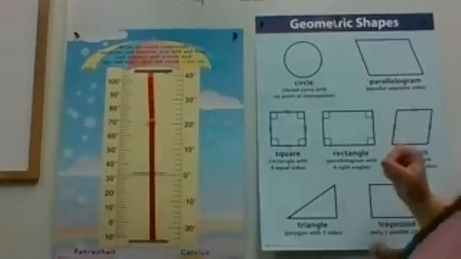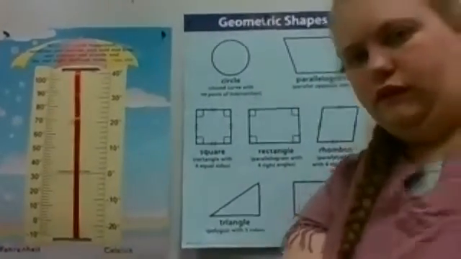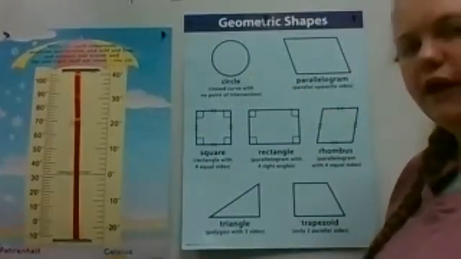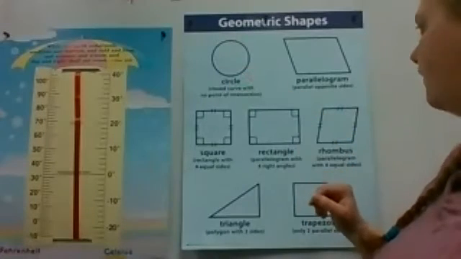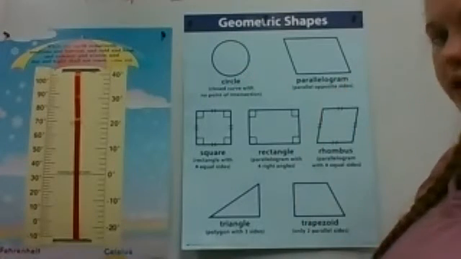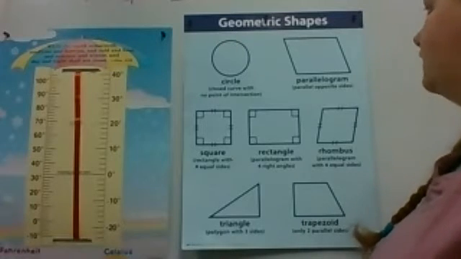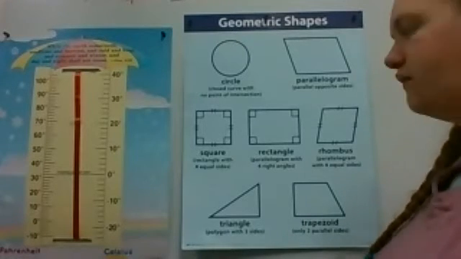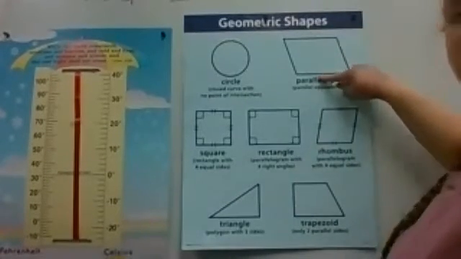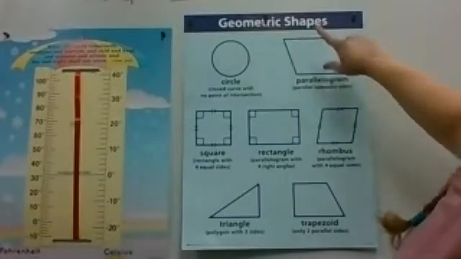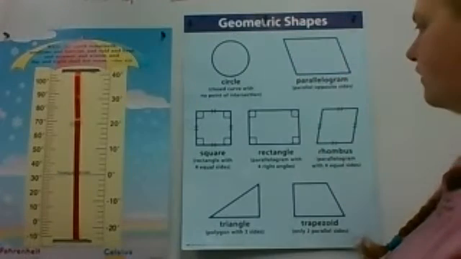Over here are the geometric shapes. Remember, the circle is a closed curve with no point of intersection, okay? So, closed curve with no point of intersection. The opposite sides of a parallelogram are parallel. So the top and the bottom are parallel, right? And then the two sides are parallel, okay?